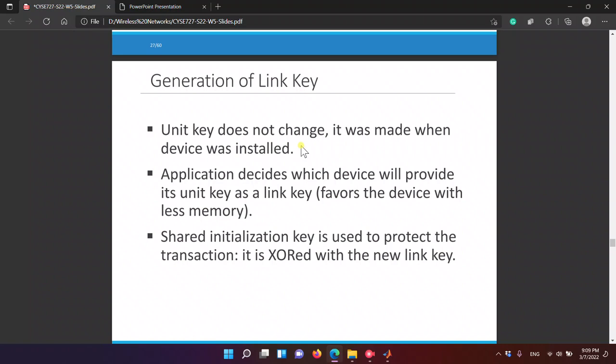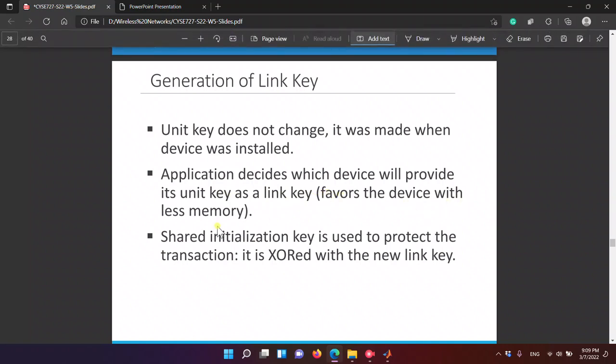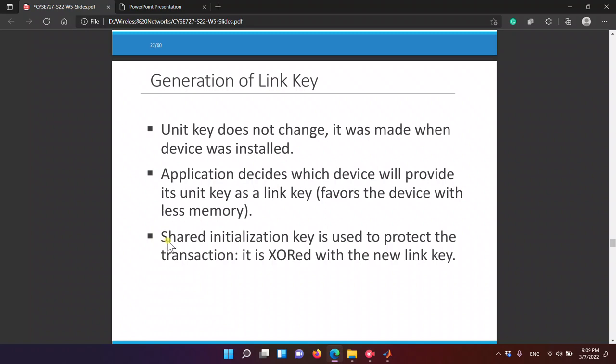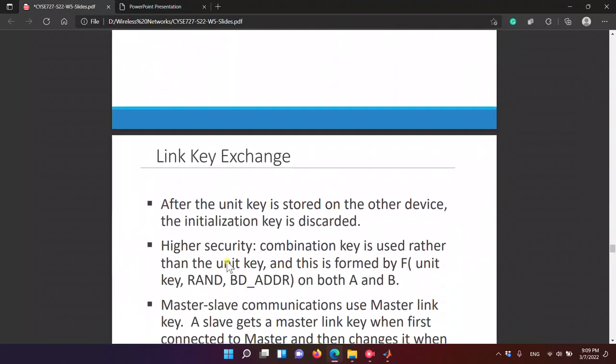Generation of link key. The unit key does not change. It was made when the device was installed. The application decides which device will provide its unit key as a link key, and favors the device with less memory. The shared initialization key is used to protect the transaction. It is XORed with the new link key.